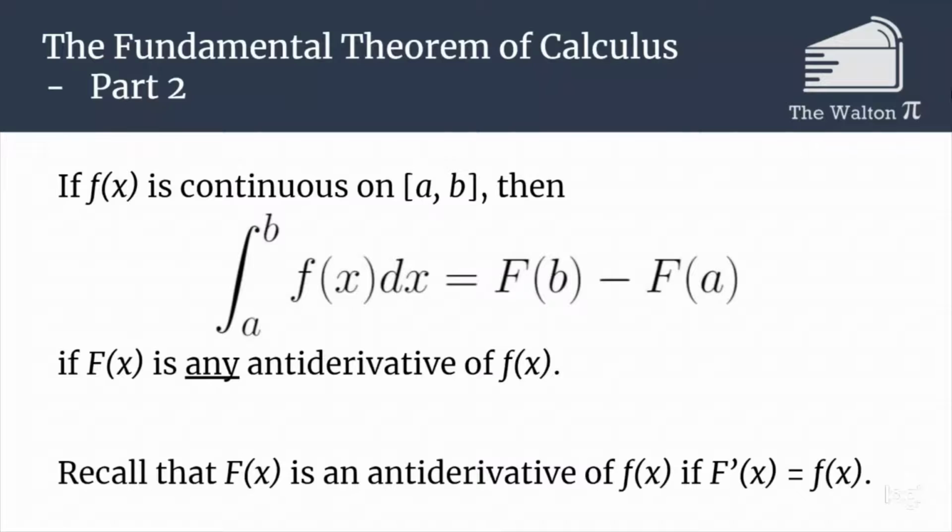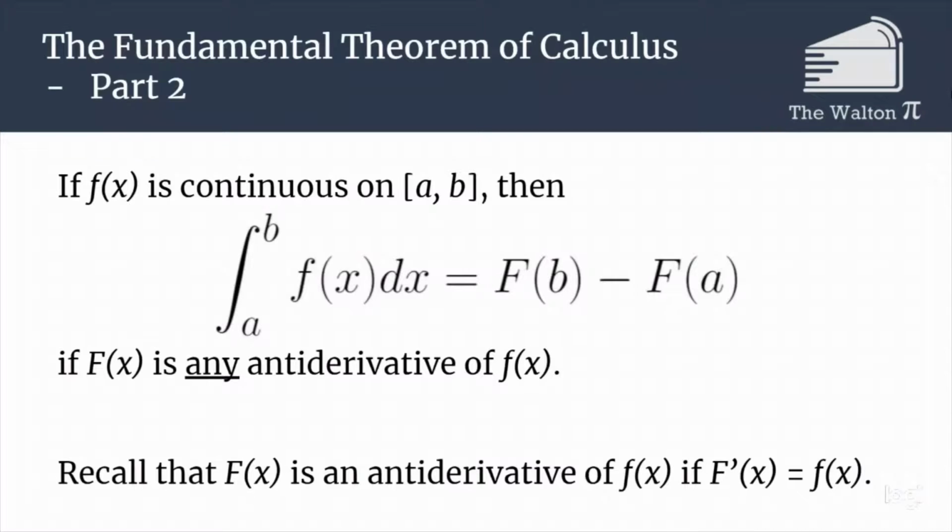So let's now talk about part 2. Part 2 of the fundamental theorem of calculus says that if f of x is continuous on the closed interval from a to b, then the integral from a to b of f of x dx, so a definite integral, is equal to big F of b minus big F of a, where big F is any antiderivative of little f. Now this is really, really powerful, because for a given function, there are infinitely many antiderivatives.